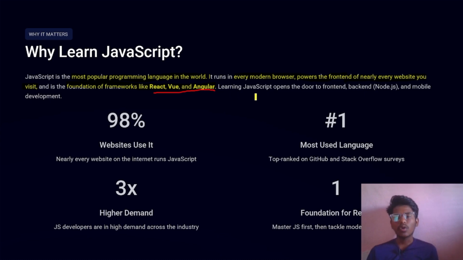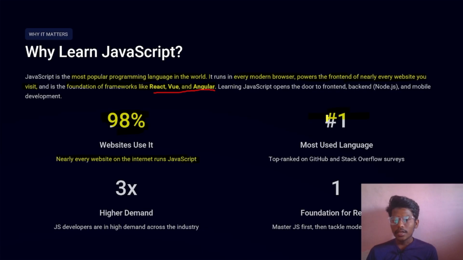Learning JavaScript opens the door to frontend, backend, and mobile development. What is the use of learning JavaScript? The frontend, backend, and mobile development industries also use JavaScript. That much importance it has in the industry. 98% of websites use it. Nearly every website on the internet runs JavaScript.